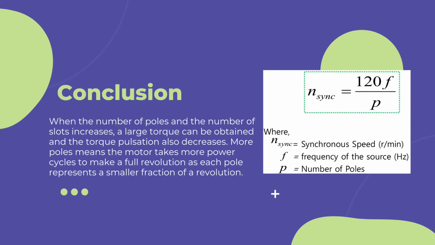While for the three-phase induction machine simulation, we can conclude that when the number of poles and the number of slots increase, a larger torque can be obtained and the torque pulsation also decreases. More poles mean the motor takes more power cycles to make a full revolution, as each pole represents a smaller fraction of a revolution. So that's all from me.